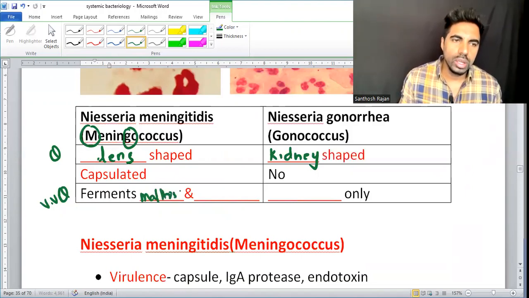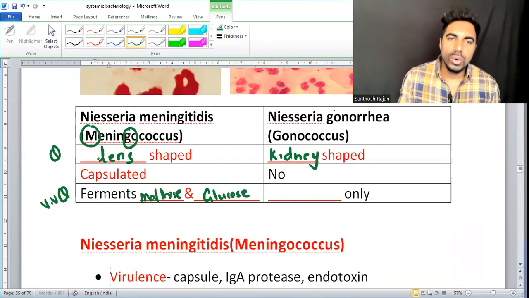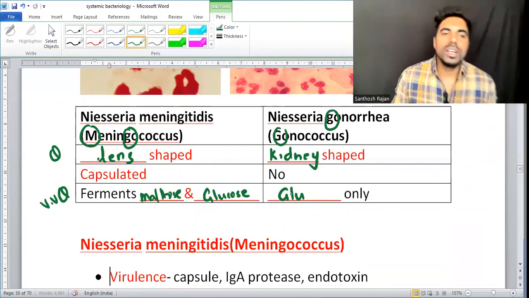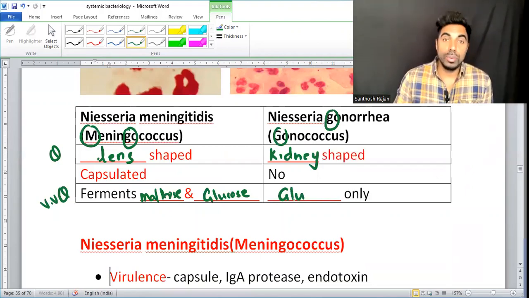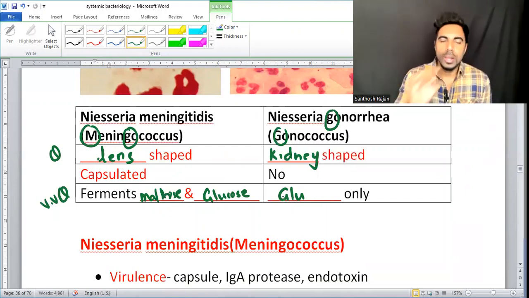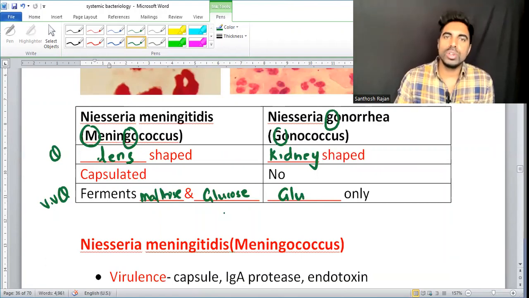maltose and glucose. Both. Okay. But here only G is there. So glucose only. You understand? They both ferment maltose and glucose, but here it's only glucose. Okay, that's it. This is important. So MG, here only glucose. That's it. This you need to remember. They'll ask this question many times. This question is repeated, so please remember. Only M and G are the first.